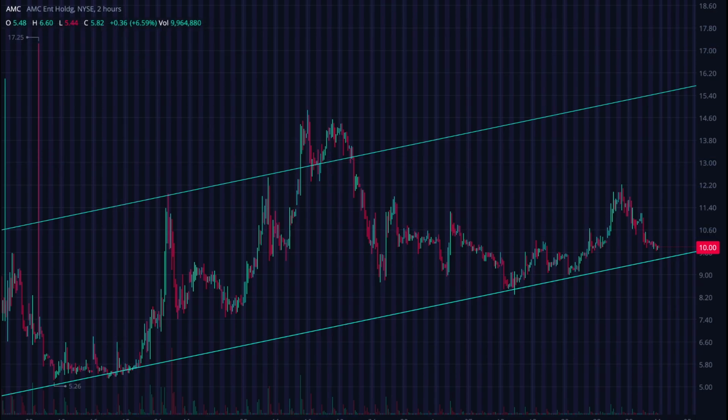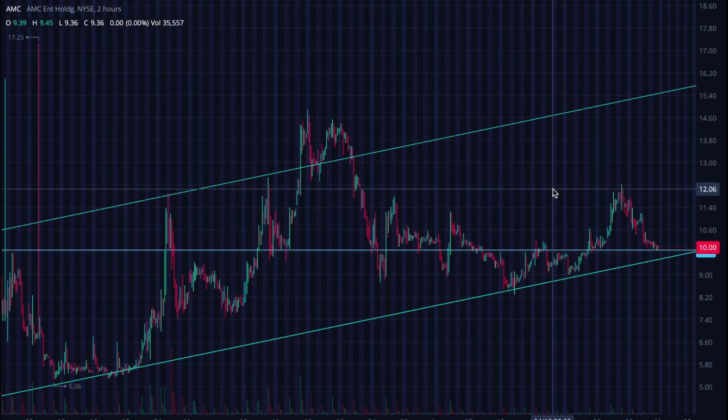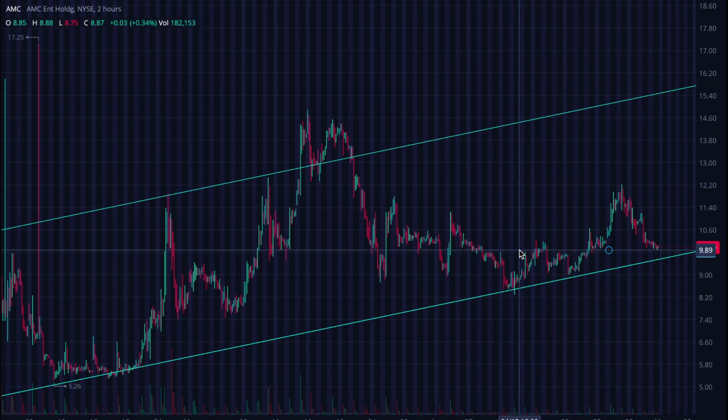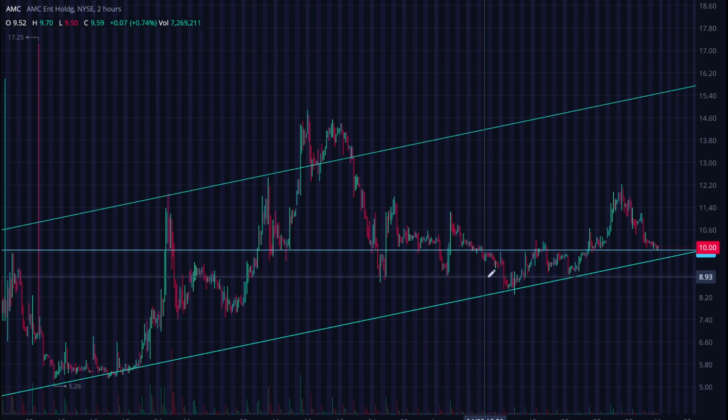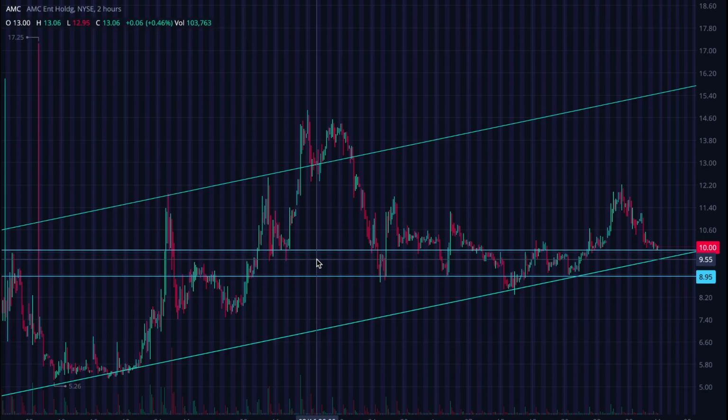If we want to look at some more particular price targets, I would say where it is right now is a really good support potential bounce zone. Actually, down a little bit further at 989, I would look for a strong bounce there. Similarly here, you should get a strong bounce.